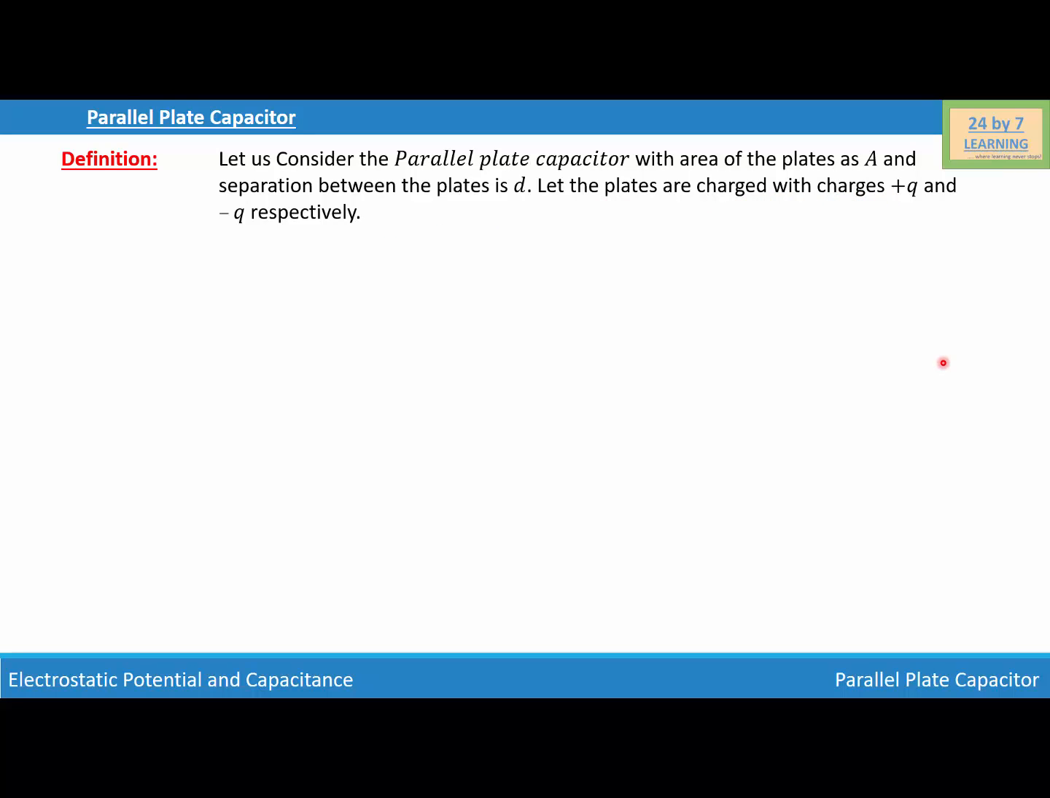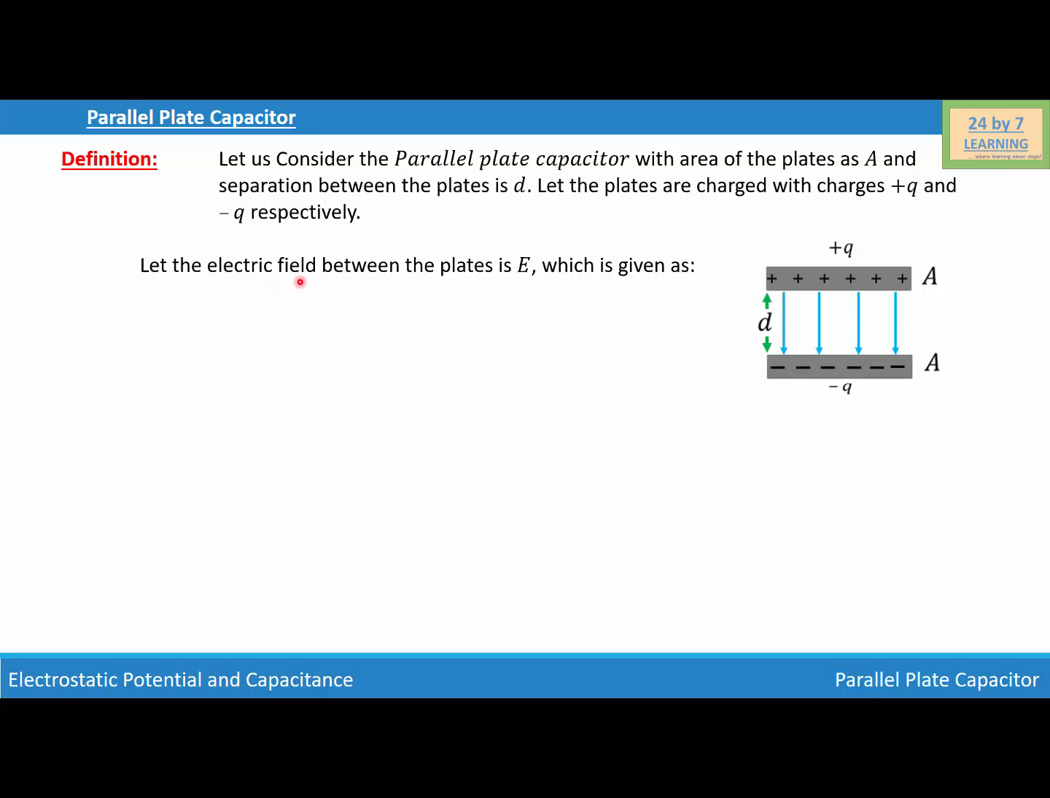In order to explain the parallel plate capacitor, I'm going to use this information to draw a figure. So here is my figure where you can see the area of my plates is A, the top plate is charged with charge plus Q and the bottom plate is charged with negative Q, and they are separated at D distance apart. Now let's find the electric field in between the plates.